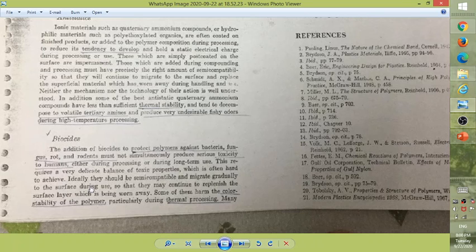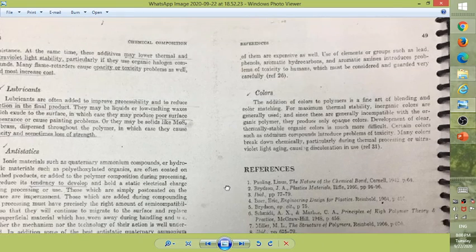Ideally, this should be semi-compatible and migrate gradually to the surface during use, so that they may continue to replenish the surface layer which is being worn away. Some of them harm the color stability of the polymer, particularly during thermal processing. Many of them are expensive as well. Use of elements or groups such as lead, phenol, aromatic hydrocarbons, and aromatic amines introduces problems of toxicity to humans, which must be considered and guarded very carefully.